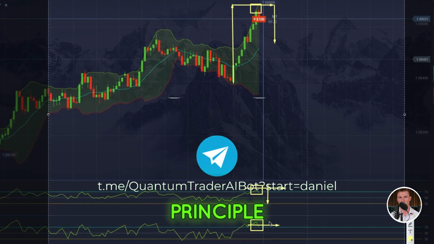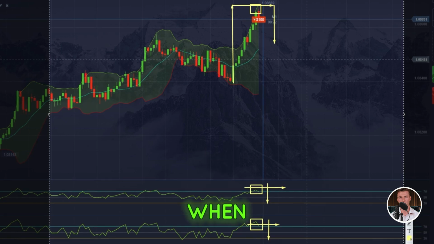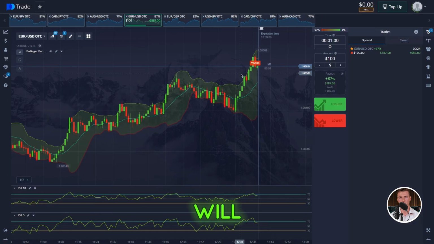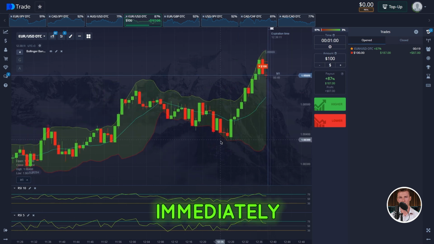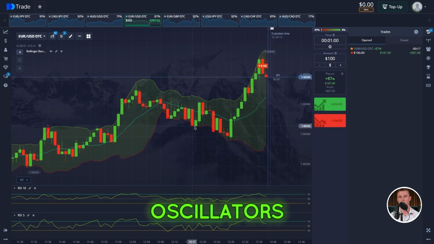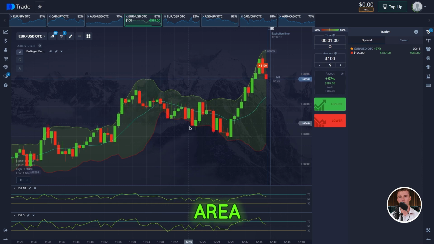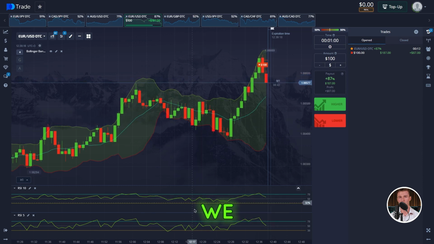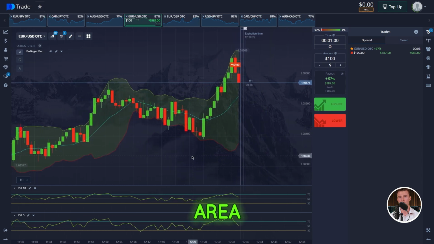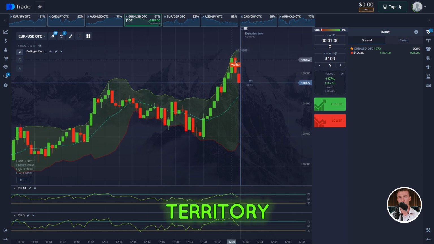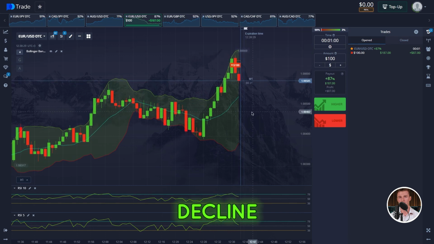That is the basic principle of trading. Will be when we touch the lower moving average, we will open an upward trade, but we will not do it immediately. But we need to look at our oscillators and see the oversold or overbought area, respectively. Now, we have touched the upper moving average, exiting the overbought area, and therefore our deal is closing in positive territory, and we open the deal for a decline.